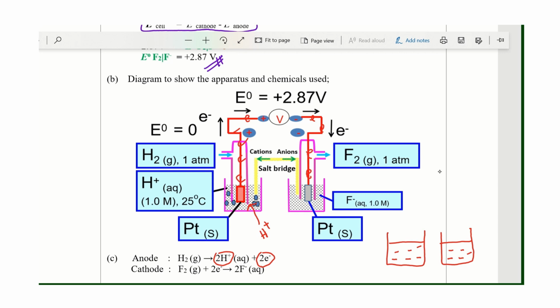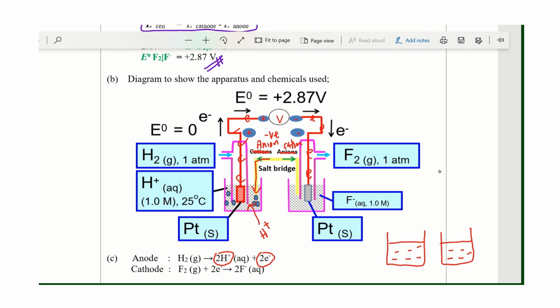Salt bridge kita ni anion yang akan, bukan cation ya, anion yang akan flow into anode beaker. Cation flow into cathode, okay, to maintain neutrality. So bila anion is negatively charged, so dia akan maintainkan dia punya neutrality pada anode.